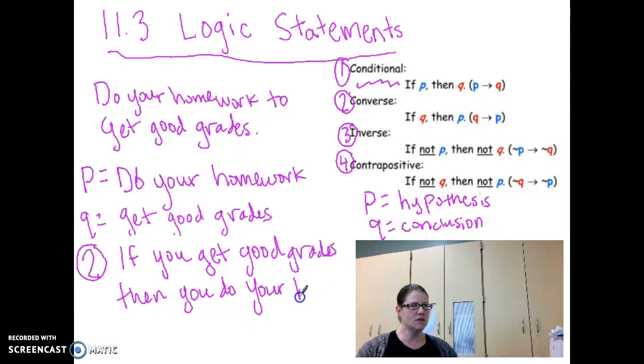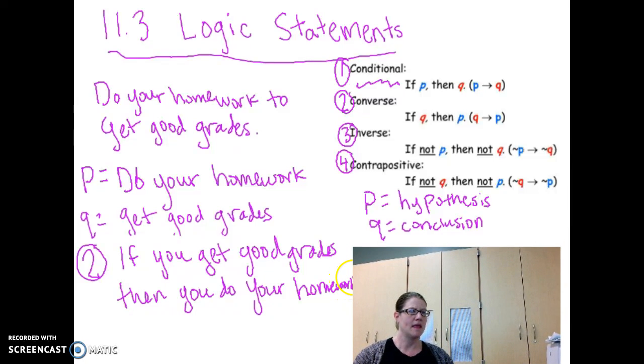Now, with the converse, sometimes when we change a statement around, it won't necessarily be true. So generally, it's a good idea to check the truthfulness of your statement after you've changed it. But today we're really just practicing writing these different things. So a conditional just starts with the first statement and puts if in front of it. If you do your homework, then you get good grades. The converse switches the order of those two statements. So if you get good grades, then you do your homework.